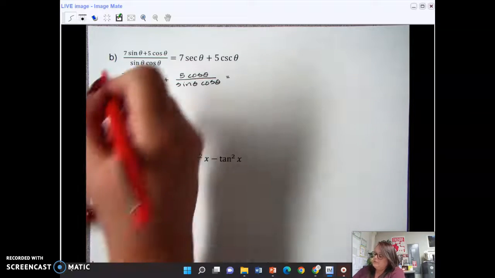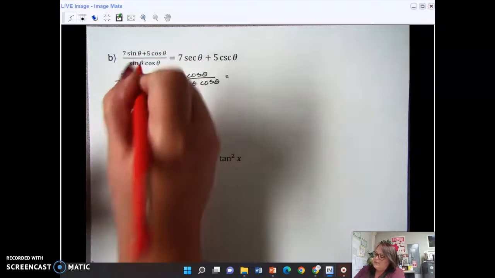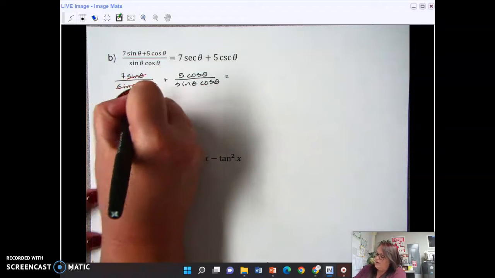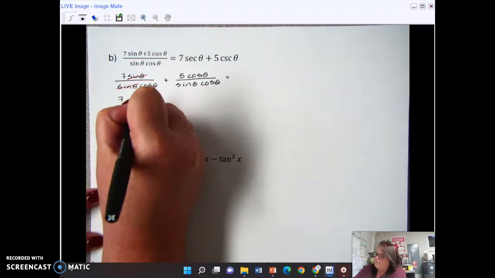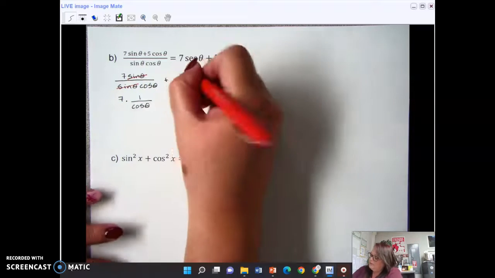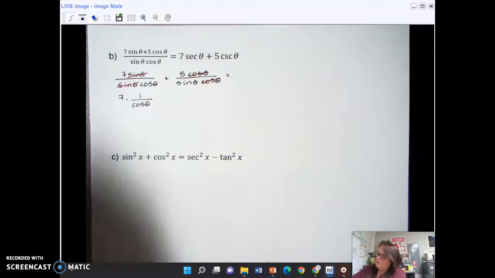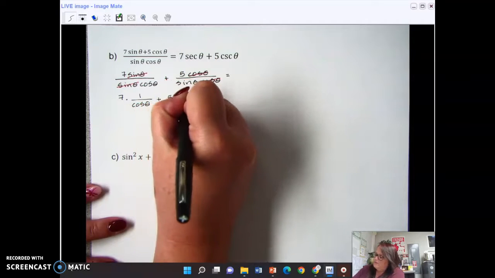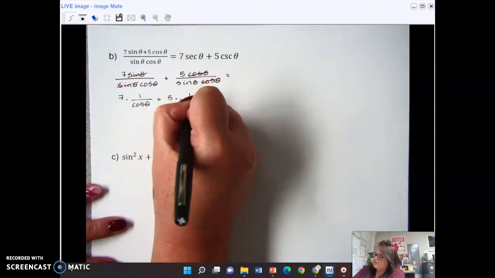And so hopefully you'll see here we've got sine and sine cancel, and that leaves me with 7 over cosine, or I'm going to say 7 times 1 over cosine of theta just to make it look better. And then over here the cosines cancel, and I've got 5 over sine of theta, or I'm going to call it 5 times 1 over the sine of theta.